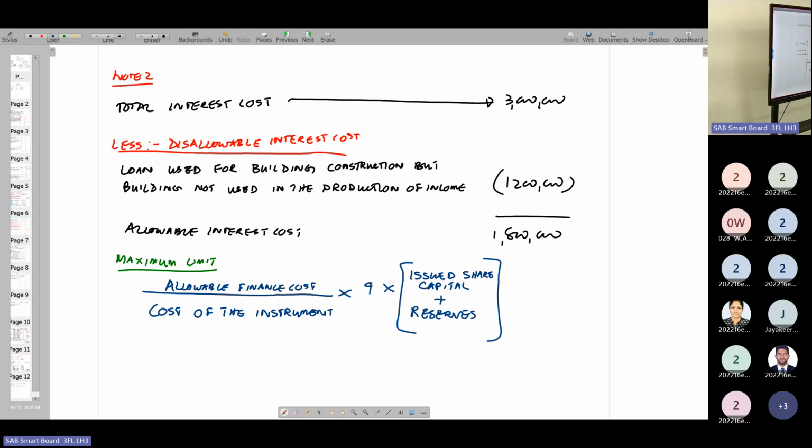As the examination content says that they have not given that information, you can make a simple assumption. You have to anyway work out the allowable finance cost and make a simple assumption that this amount does not exceed the maximum deductible amount. So then you can deduct entirely, right? Otherwise, you have to work out this one. So this is the amount. Allowable finance cost is 1.8 million.